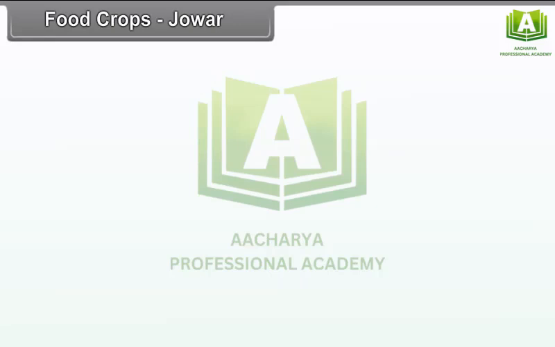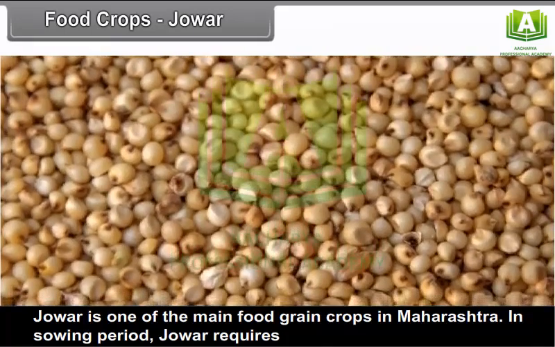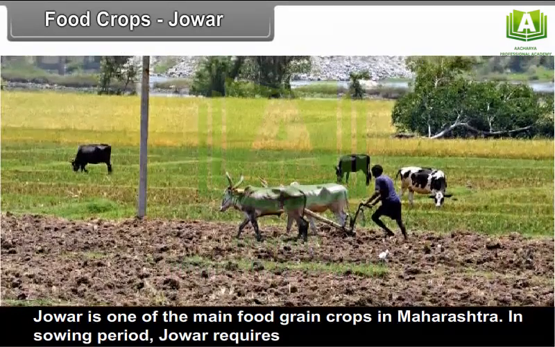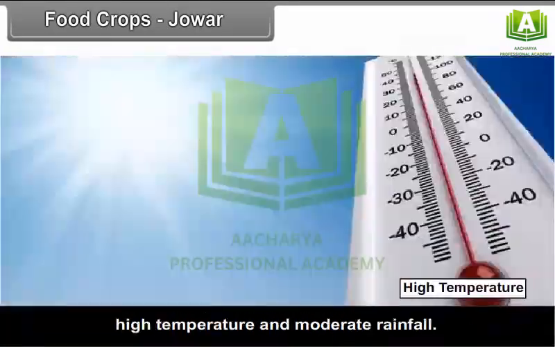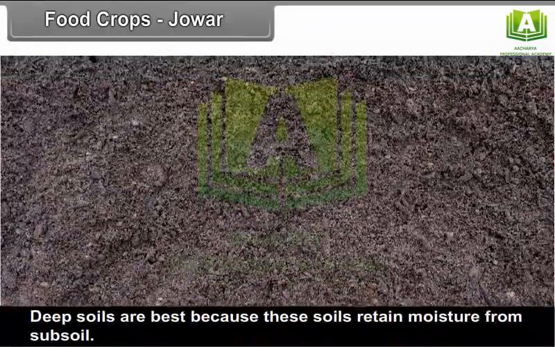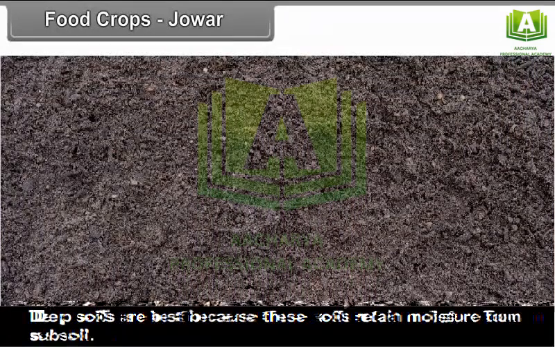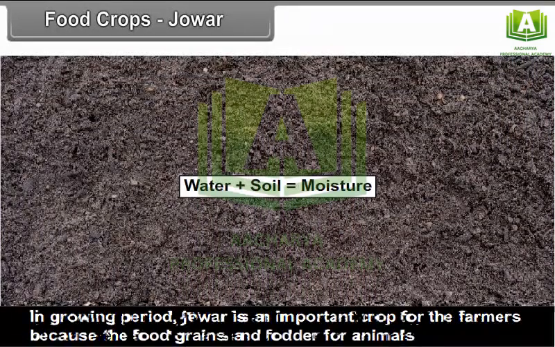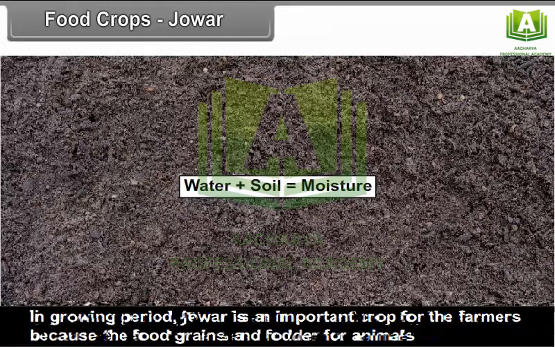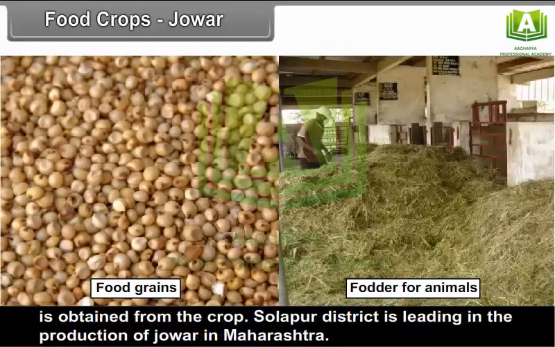Food crops. Jowar. Jowar is one of the main food grain crops in Maharashtra. In the sowing period, jowar requires high temperature and moderate rainfall. Deep soils are best because these soils retain moisture from the subsoil. Jowar is an important crop for the farmers because the food grains and fodder for animals are obtained from the crop.